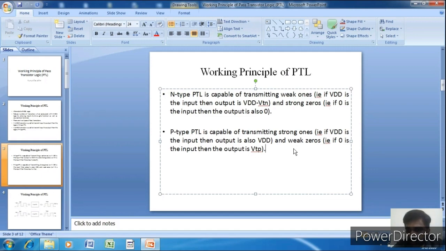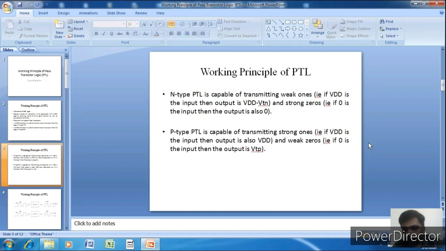That means 5 minus 0.7, which will be 4.3. So n-type pass transistor logic is capable of transmitting strong 0 and weak 1. On the other hand, p-type pass transistor logic is capable of transmitting strong 1 and weak 0. So that is the fundamental working principle behind a pass transistor logic.